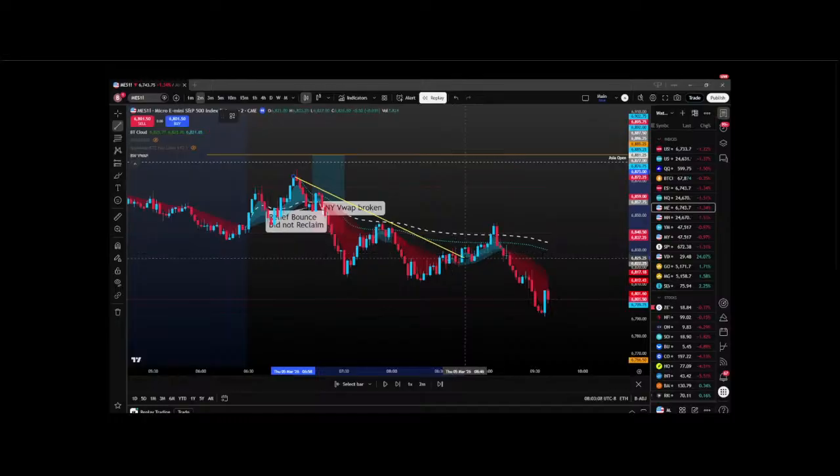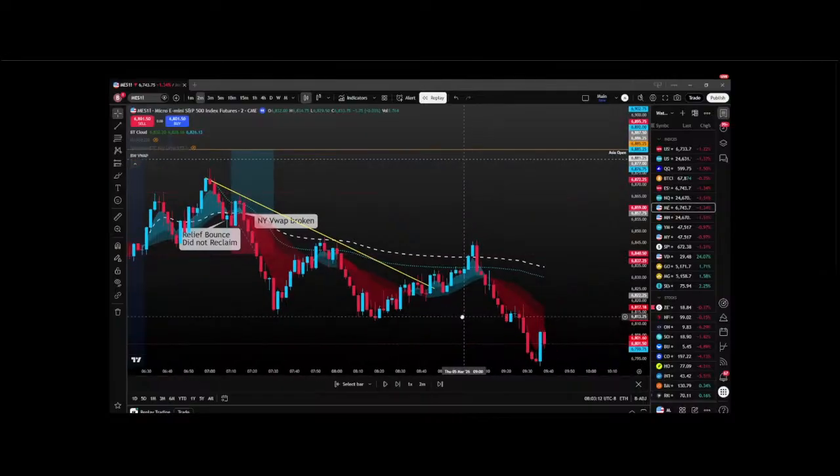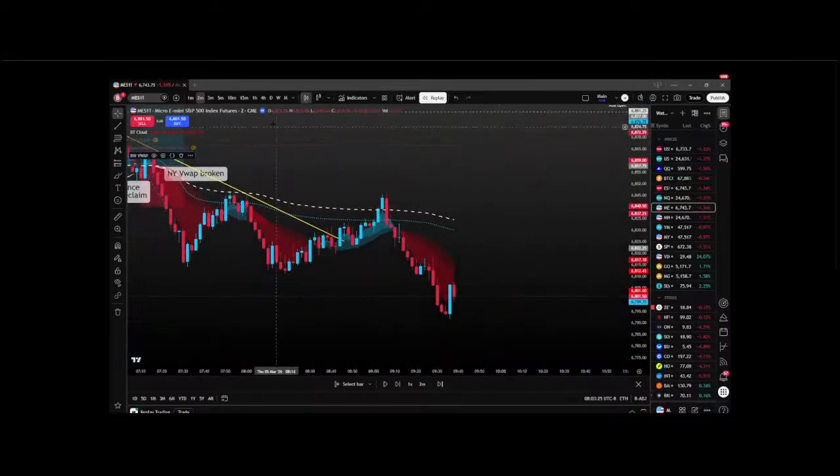You can see right here, before momentum shifted on the BT Cloud, we just kept having these lower highs, lower highs, lower highs, before getting a higher high, I guess, right here. And then we eventually started breaking down. So that was on Thursday.